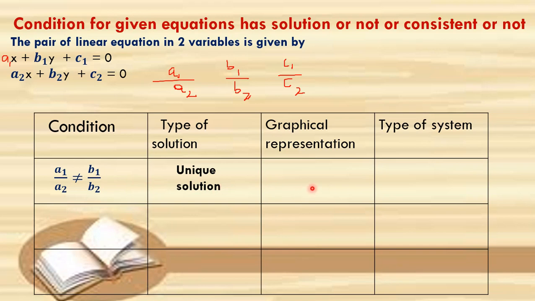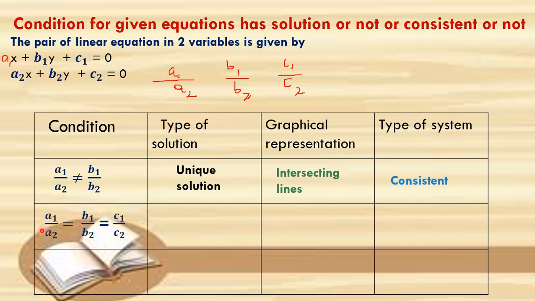And when we talk about the graph, we can say the graph has only one intersecting point. That means both the lines intersect at one point. Now here we can say these two equations are consistent. So remember, a1 upon a2 not equal to b1 upon b2 means a unique solution, and we get intersecting lines in the graph, that means the graph intersects at one point, and the equations are consistent.